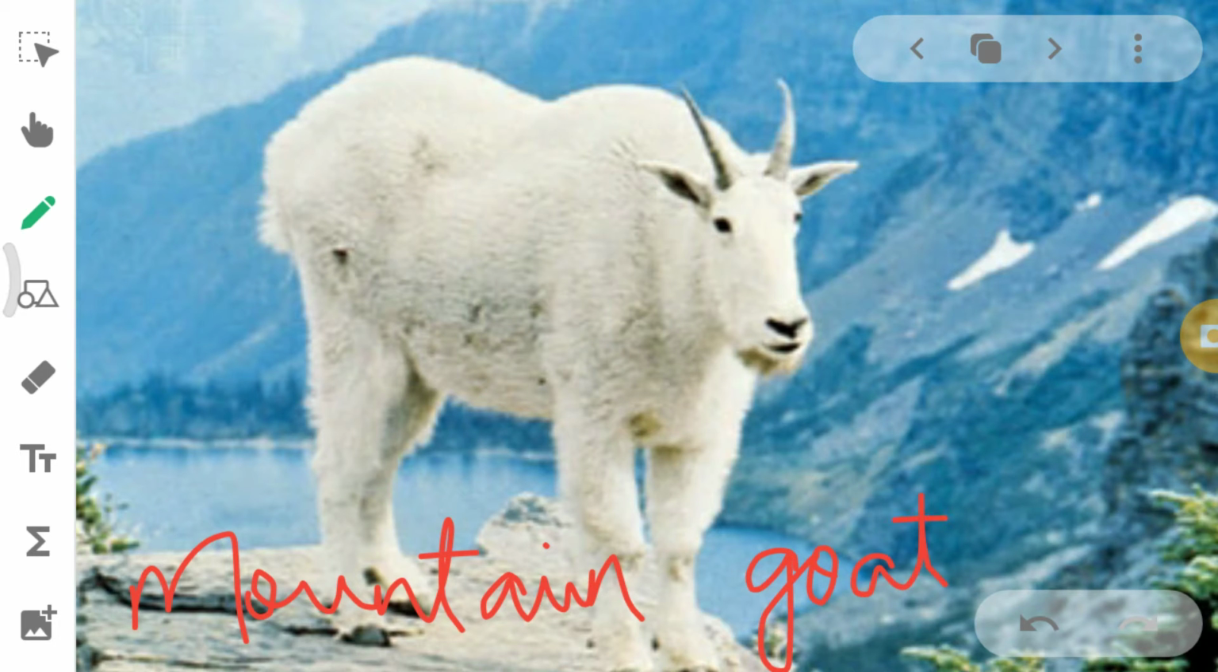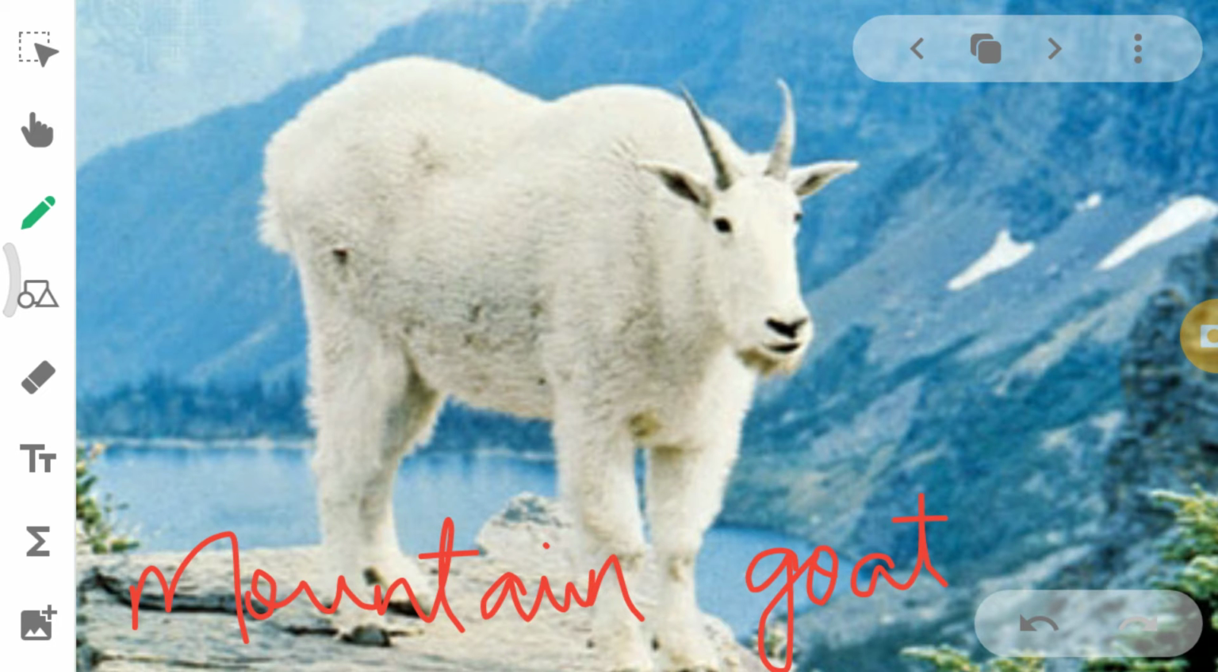This is a mountain goat. Animals living in the mountain regions are also adapted to the conditions there. They have thick skin or fur to protect them from cold. For example, yaks have long hair to keep them warm. Snow leopards have thick fur on their bodies.